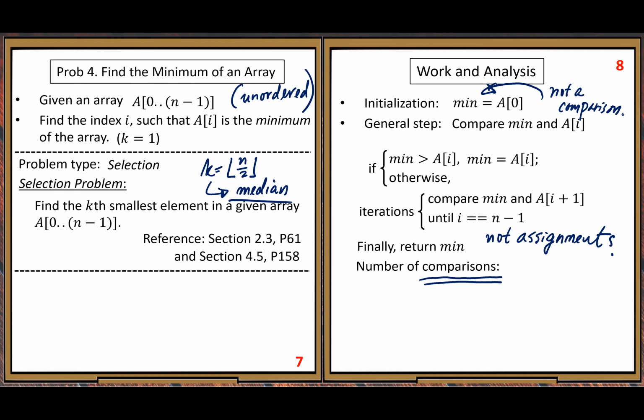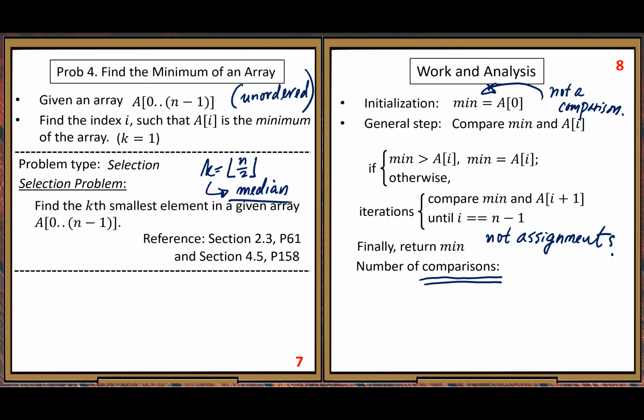Yeah, but not assignments, right? Assignments and comparisons are two different operations. Here we like to count the number of comparisons, because we feel the number of comparisons is a better measure than the number of assignments. Although you can use the number of assignments to measure its efficiency, it is not as good as comparisons. Think about that.